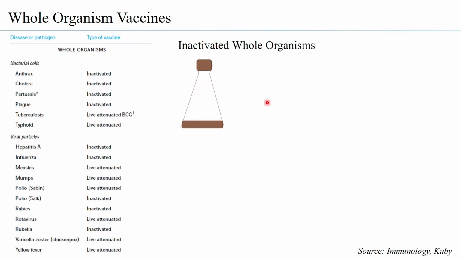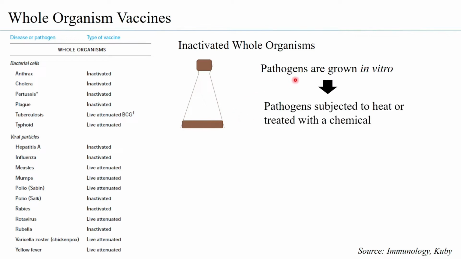Now, what is generally done is that these pathogens are grown in vitro so that a large number of the pathogens are formed. And because one is dealing with pathogens, one has to ensure that they are culturing it in a high level of biosafety cabinets. Secondly, once the pathogens are grown and isolated, they are subjected to either heat treatment or they are treated with a chemical. The purpose is to inactivate the pathogen. And by inactivation, there are two things that are addressed.